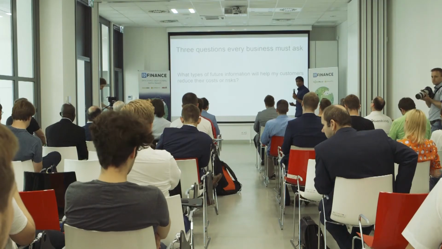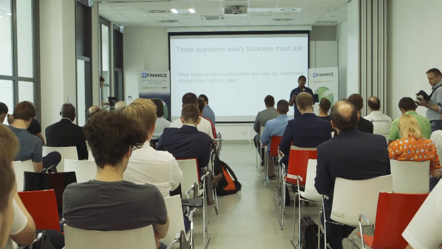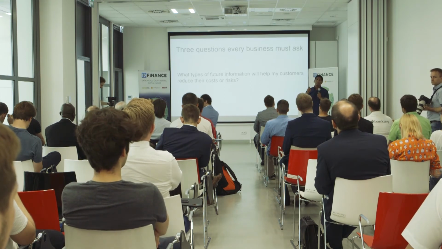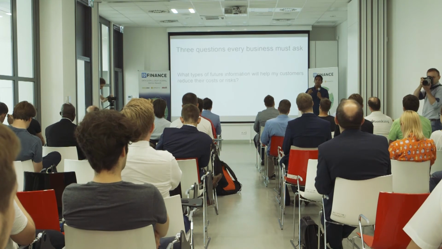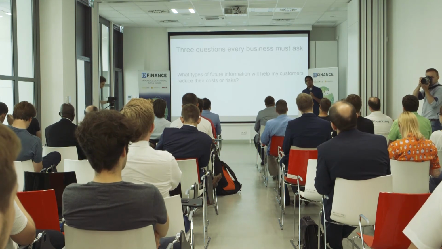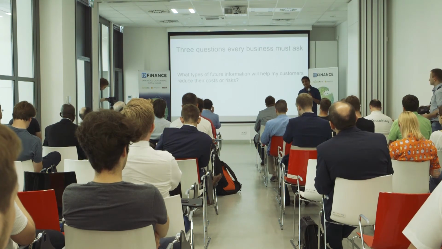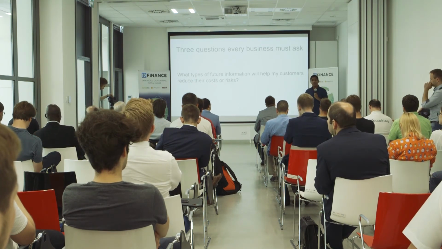So I've asked three questions. The first: what types of future information will help my customers reduce cost or risk? Any company trying to do prediction should ask this, and focus on what data they can use from future information. If I know that you are going to buy something in a week, what can I tell you so that you can save your money and risk?